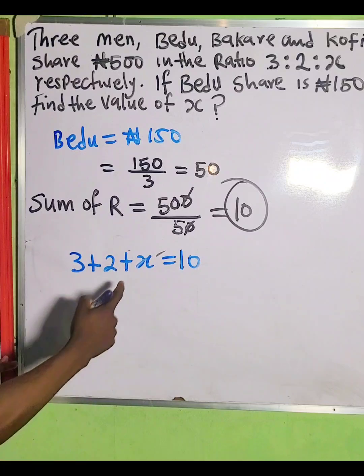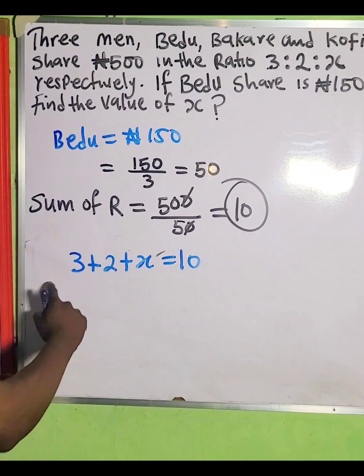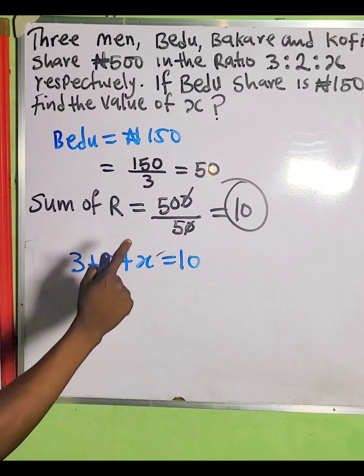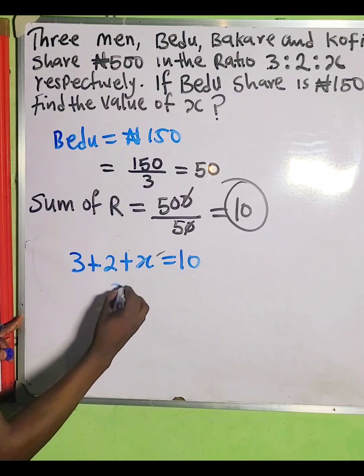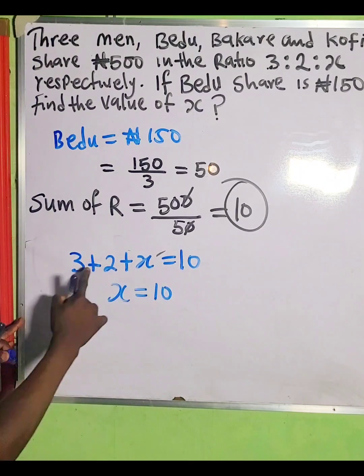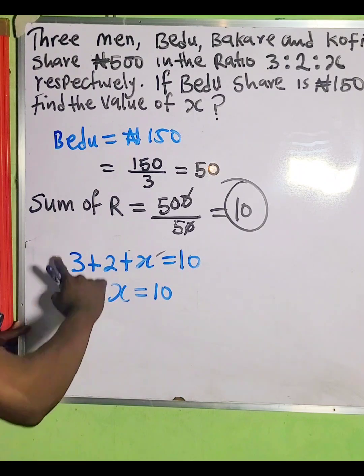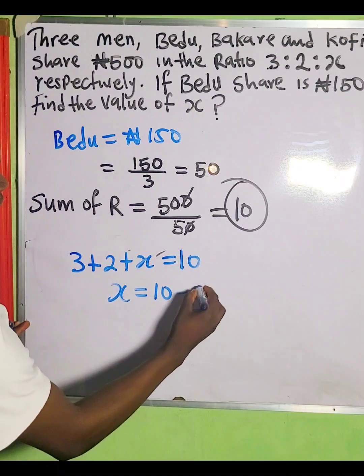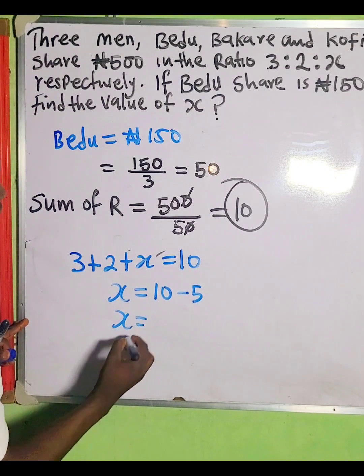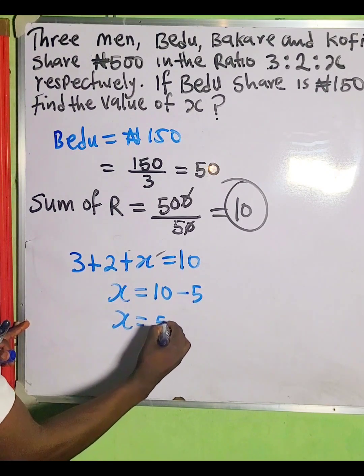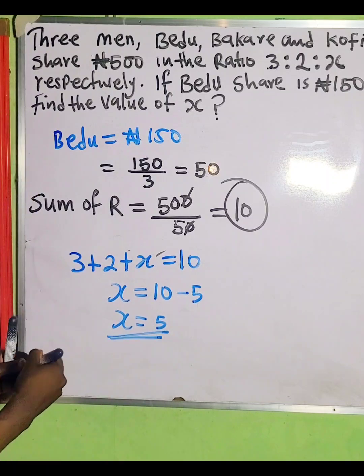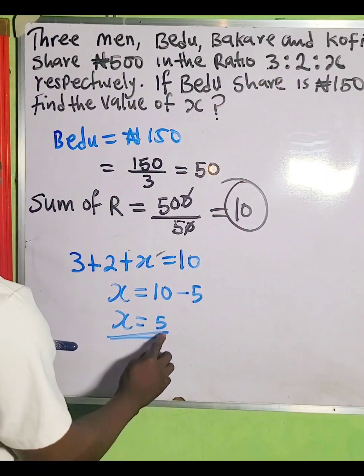Now to solve for the value of x here, we're going to move all the constants to the right hand side, leaving x alone on the left hand side. So x will be equal to 10, then 3 plus 2 is going to be 5. Take that 5 to the right hand side, it becomes negative 5. So x now will be equal to 10 minus 5, which is going to give us 5. So therefore, the value of x from this equation is going to be 5.